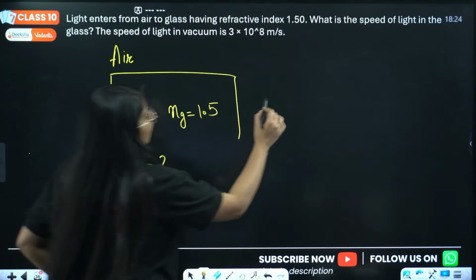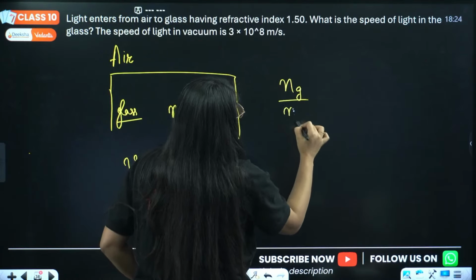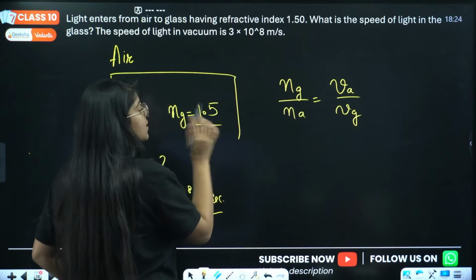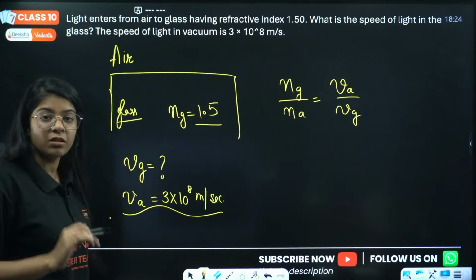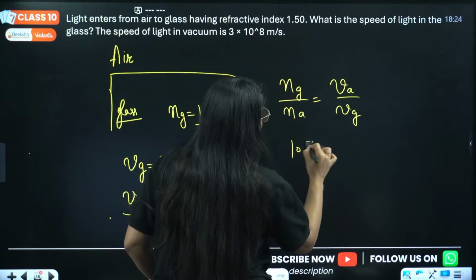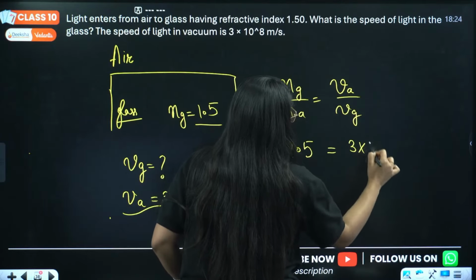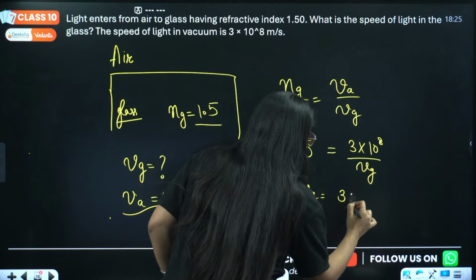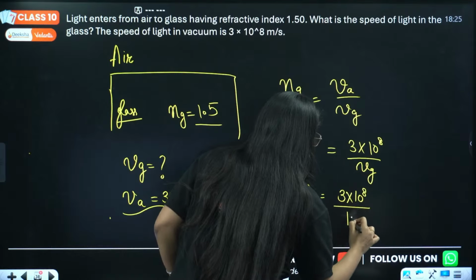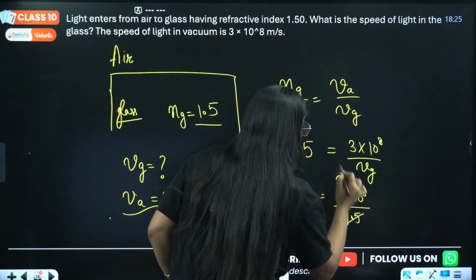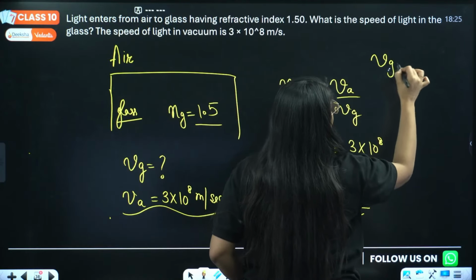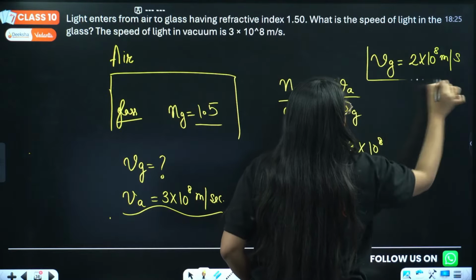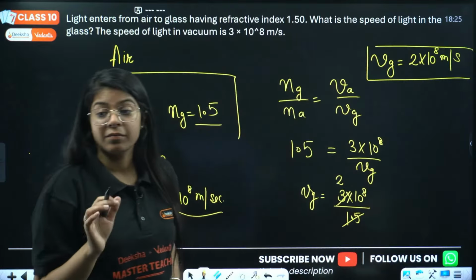Okay. So now n_g divided by n_a is equal to v_a divided by v_g. Understood? This is the relationship between refractive index and velocity of light in that medium. This is 1.5. This is 3 into 10 raised to power 8, and v_g from here will be 3 into 10 raised to power 8 divided by 1.5, and this will come out to be 2. So velocity of light in glass comes out to be 2 into 10 raised to power 8 meters per second. Very easy question, but very repeated.